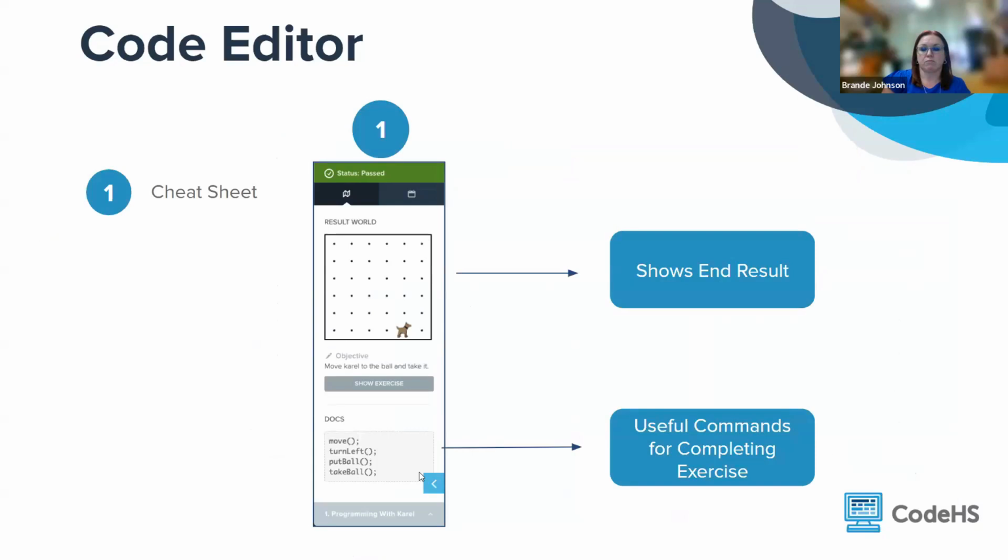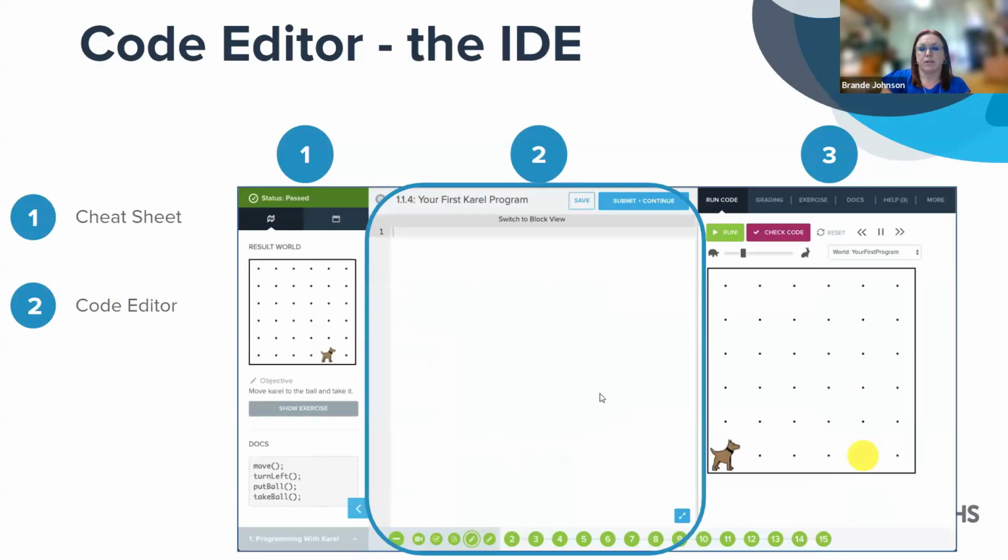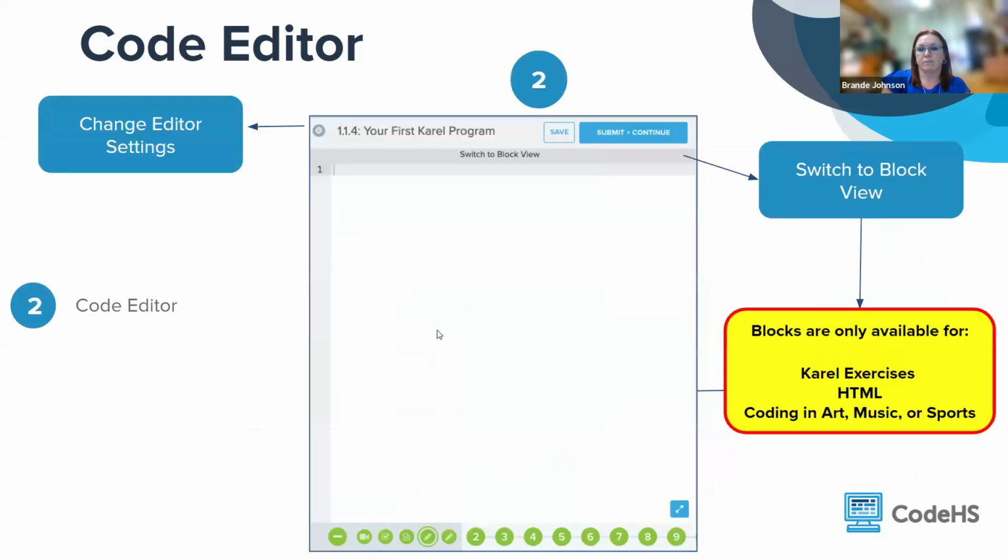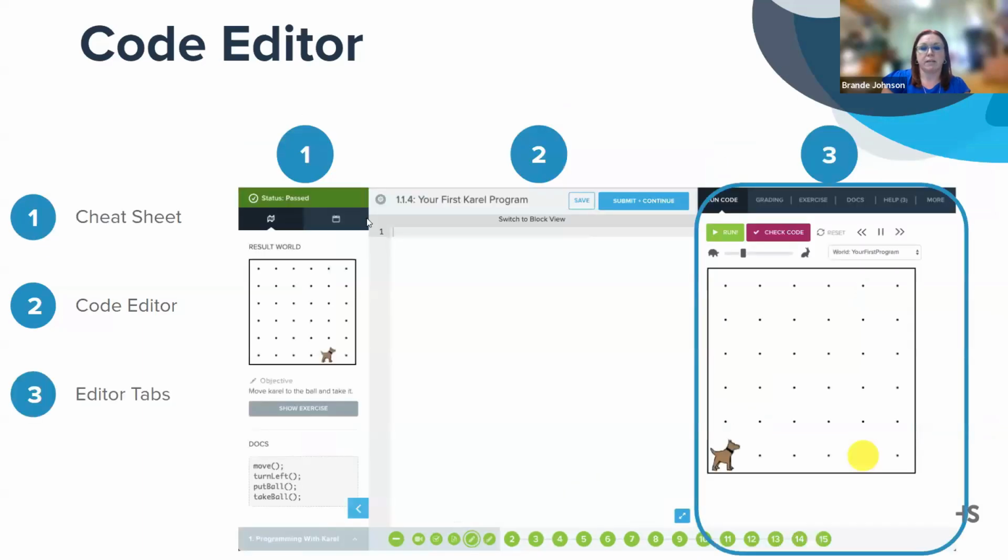Shows the end results. Okay, some useful commands that they're going to need for completing the exercise. And this is really helpful too, especially if you're not using blocks, if you're using text. This helps with the syntax and making sure that they're not running into any errors in terms of like the syntax of it. And so this is where they're going to type everything in inside of the code editor. And so they can also switch from text view to block view just by clicking on the gray box. They can also change the editor settings. There's a save button in case they don't have time.